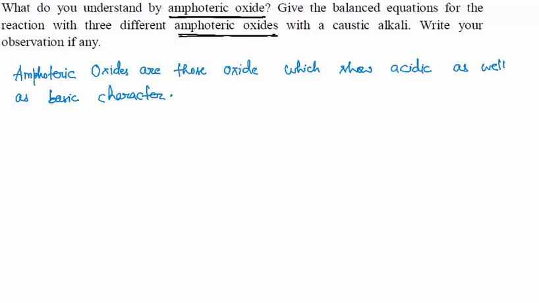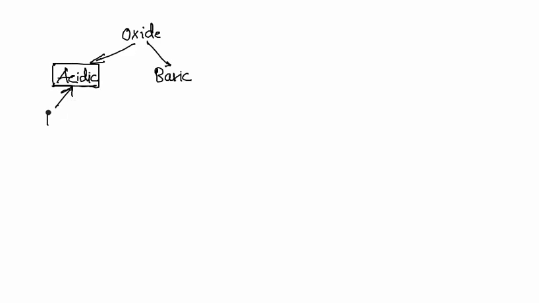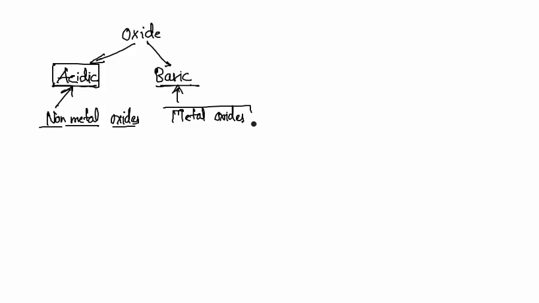I'm giving you one piece of information. Oxides are mainly of three types. They may be acidic, or they may be basic. Generally, non-metal oxides are acidic in nature. Metal oxides are basic in nature.